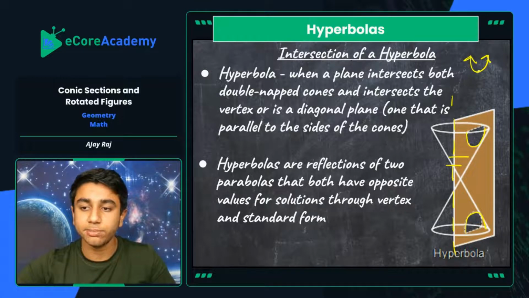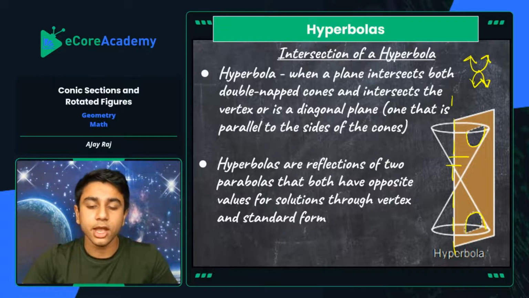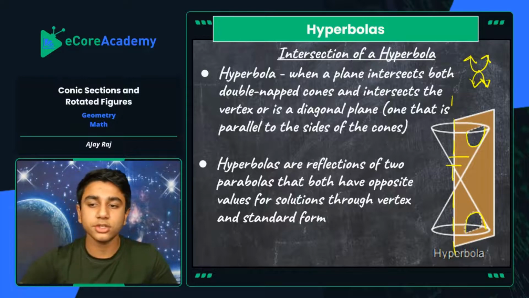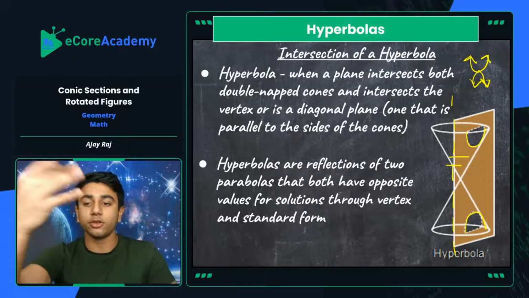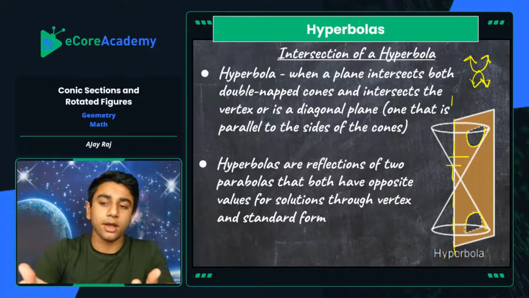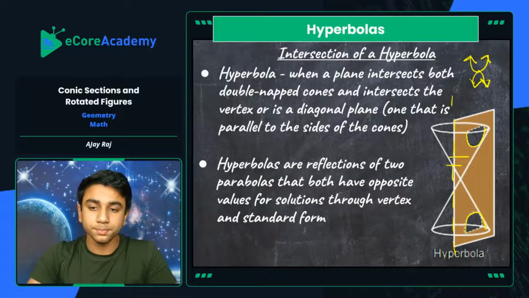Hyperbola looks like a double parabola, as I state here in my next point. I say hyperbolas are reflections of two parabolas that both have opposite values for solutions through vertex and standard form, which are their equational forms, same as parabolas. And as we can see here, these are two parabolas which are reflections, or direct opposite flip overs, of each other. If you reflected them across a mirror, they would represent opposite values, and therefore they have directly negative values from each other.